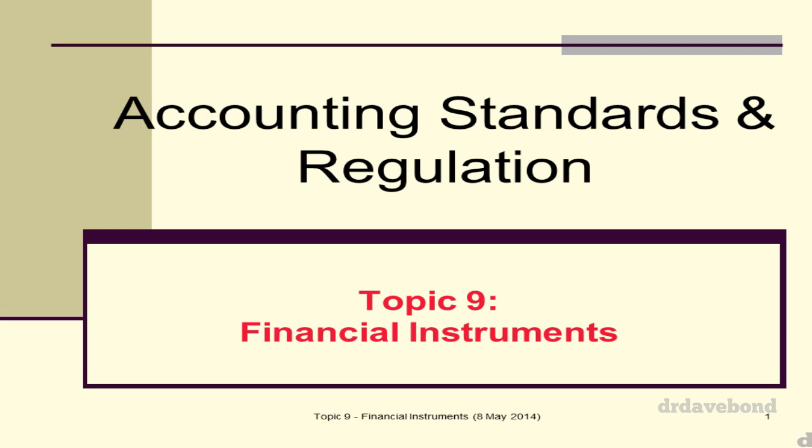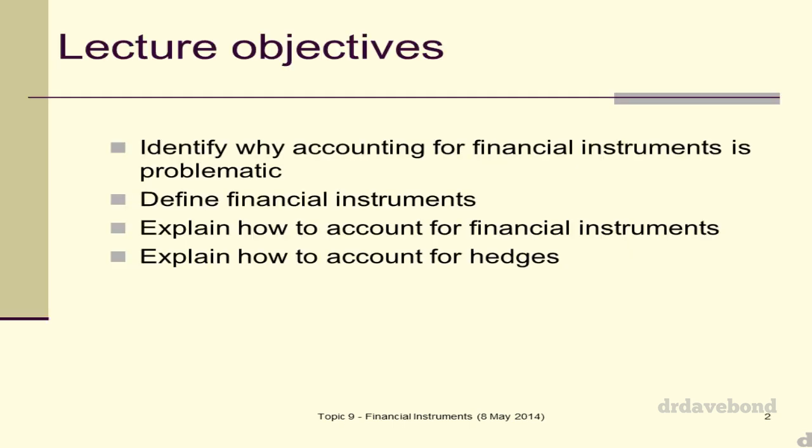So we're looking at very specific parts of financial instruments and trying to really get to grips with what they are, especially around the derivatives that we're looking at, and then not just what they are, but how we account for them. So why the accounting for financial instruments is problematic, how we define financial instruments, how we account for financial instruments, and how we account for hedges. And not even just how we account for them, but what they are.